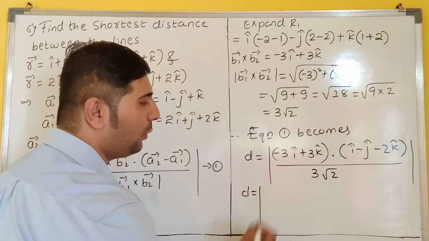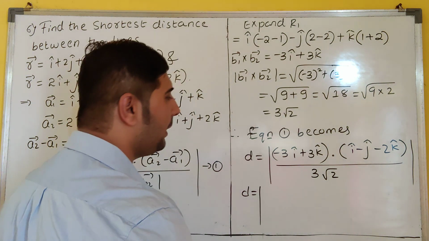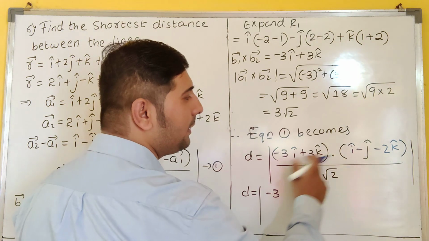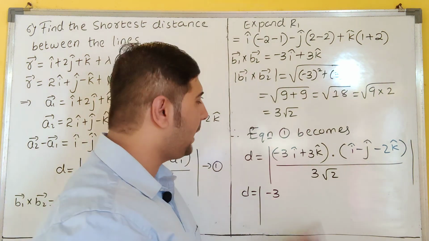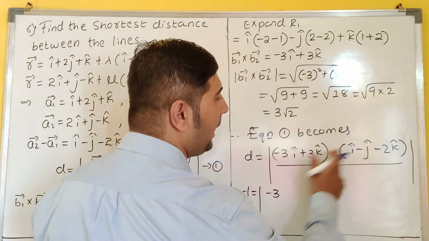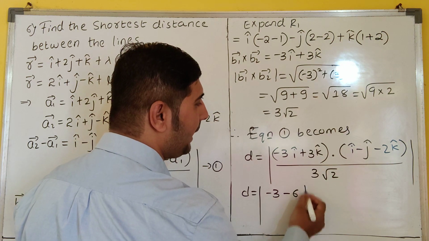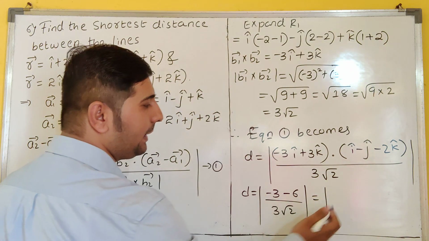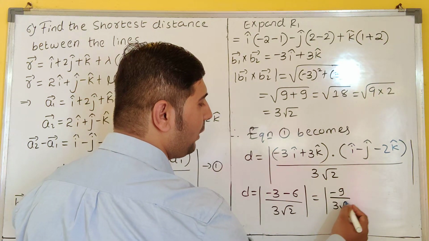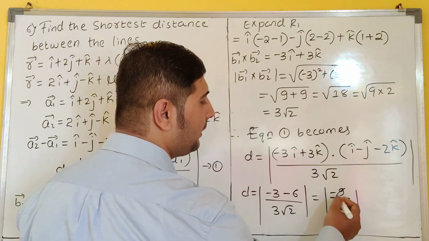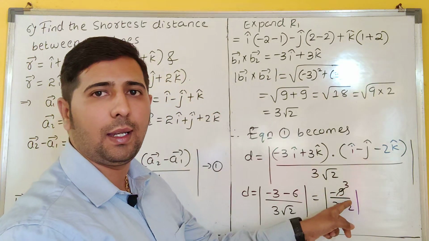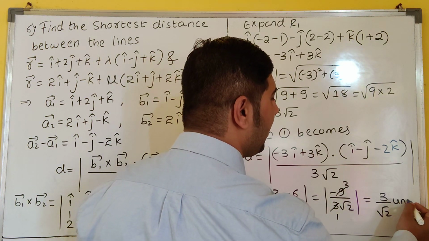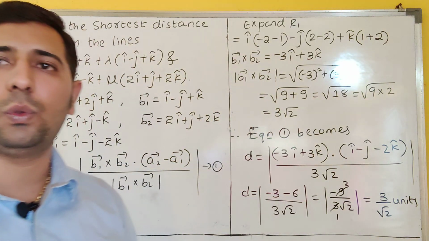Clear? So now you know how to multiply the dot product. It is very easy, simple for you. i to i multiply: minus 3 into 1, minus 3. j is not there here, so you can't multiply. k to k: 3 into minus 2, so minus 6, whole divided by 3 root 2. So this will become minus 3 minus 6 is minus 9 divided by 3 root 2. 3 ones are 3, 3 threes are 9. So modulus of minus 3 will become plus 3. 3 by square root 2 units, dear students. The D value is 3 by root 2 units.